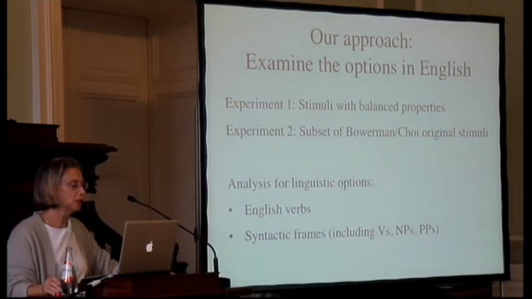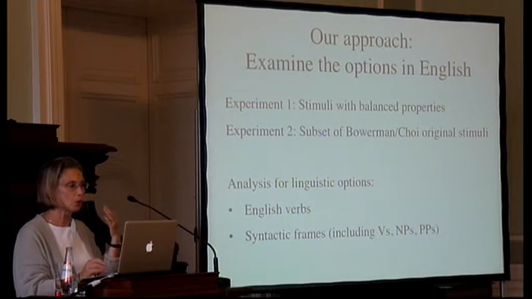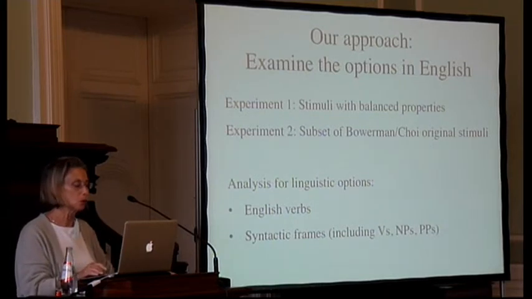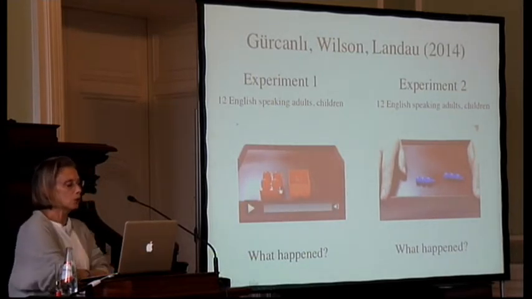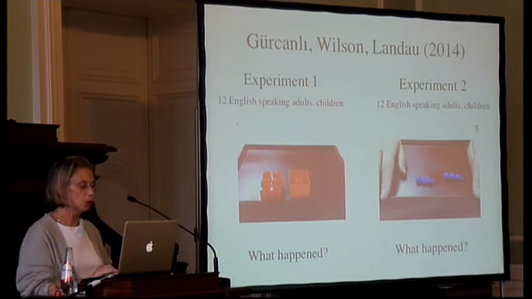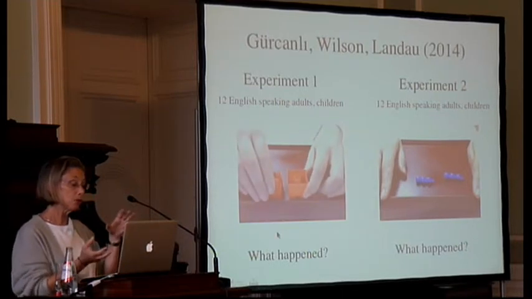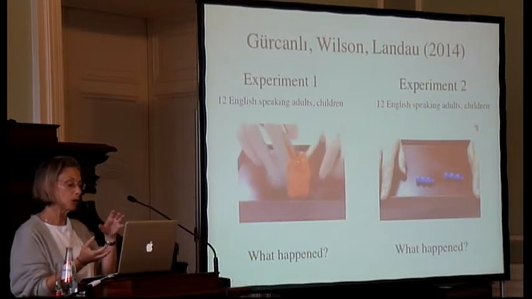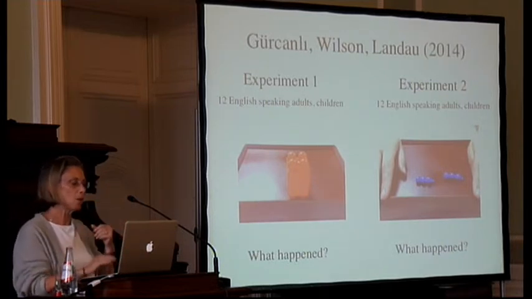The analysis for the linguistic options covered English verbs and also syntactic frames. So we're not only going to look at the prepositions, but also the verbs and the frames in which they're used. Just to give you a sense of what the stimuli look like, here is experiment 1. These are 12 English-speaking adults and 12 English-speaking children, and we show them videotaped events such as this, where this is a loose fit joining event. So it's 2 Legos, but they're opposed to each other, so they're not nesting together. And then you just say what happened.